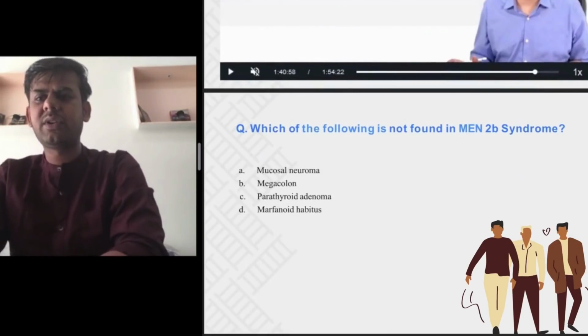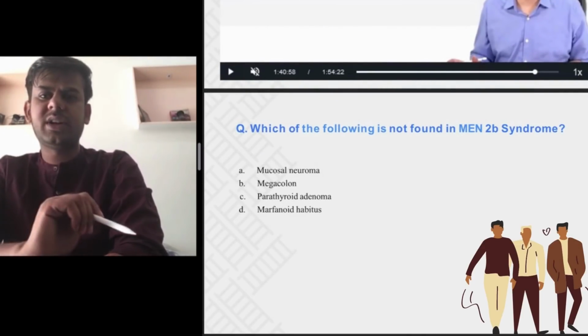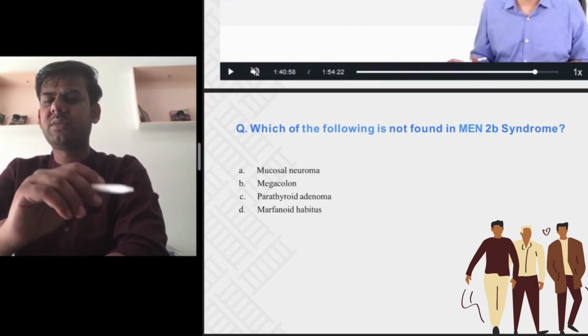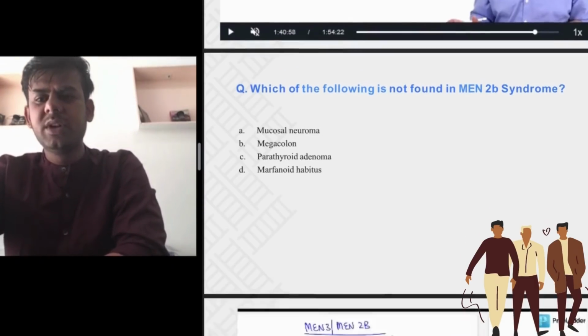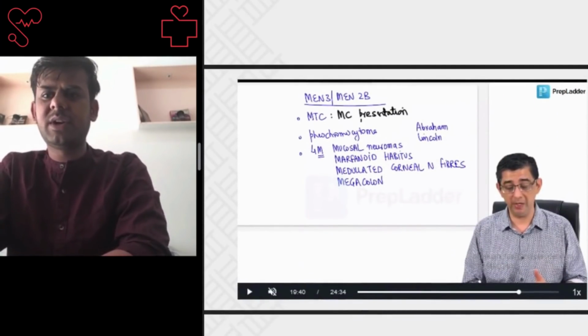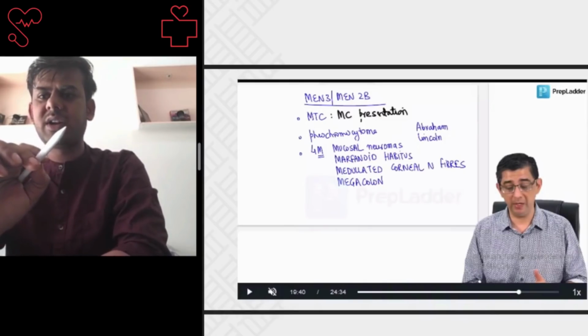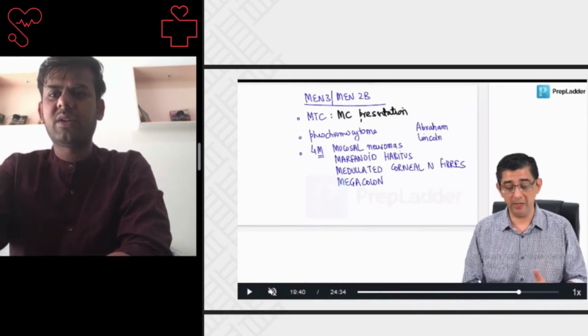Which of the following is not found in MEN type 2B? In all of these options, you can easily exclude parathyroid adenoma, because parathyroid adenoma is not part of MEN 2B syndrome. MEN 2B specifically presents with medullary carcinoma of thyroid, pheochromocytoma, mucosal neuromas, marfanoid habitus, medullated corneal nerve fibers, and megacolon.